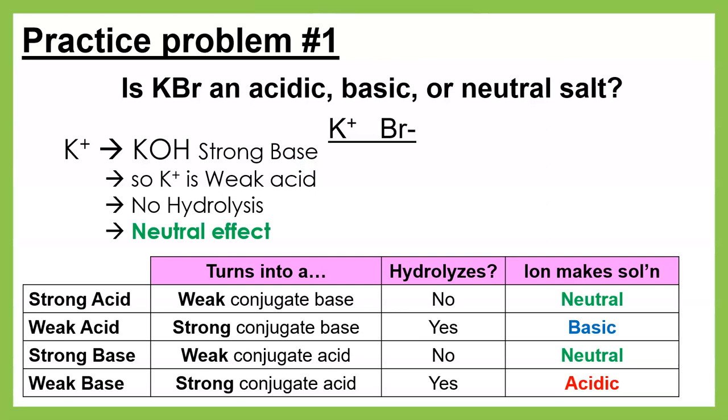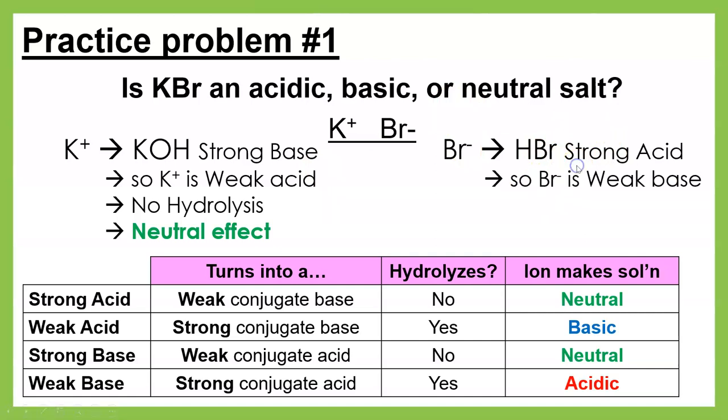Now, where might you have seen a bromide ion? Well, you can find bromide in hydrobromic acid, can't you? So if this is a strong acid, Br- is a weak base. It is not going to go around stealing hydrogen, is it? It does not want to be together. It wants to be dissociated. It's more favorable to be dissociated, which means it's not going to hydrolyze. So it has a neutral effect.